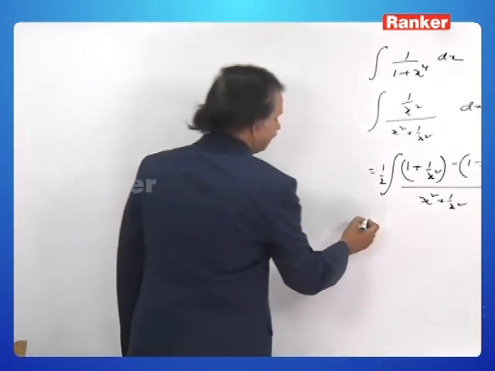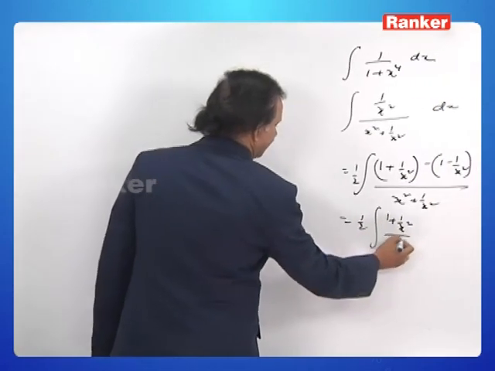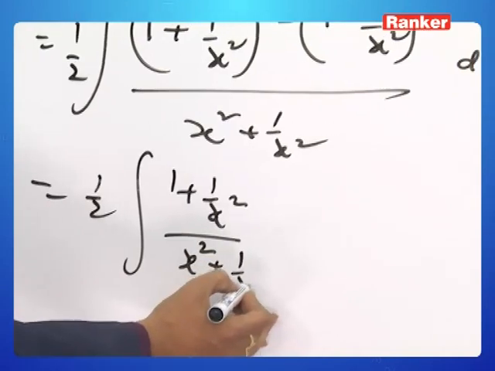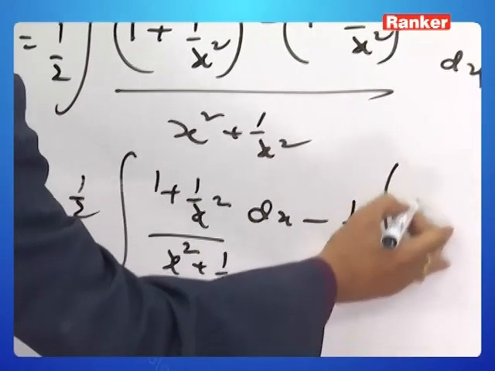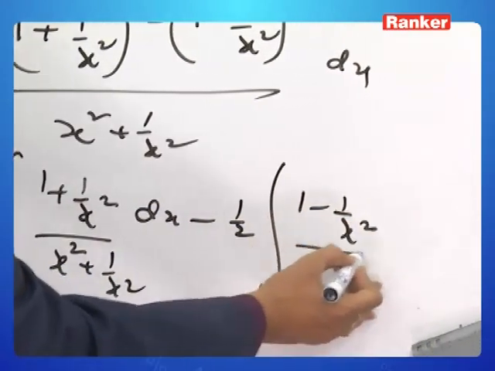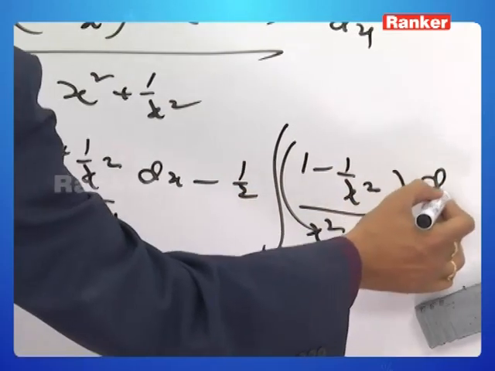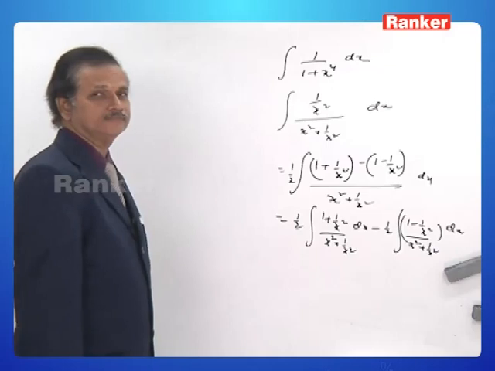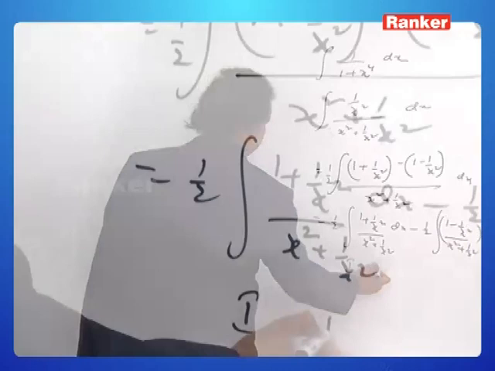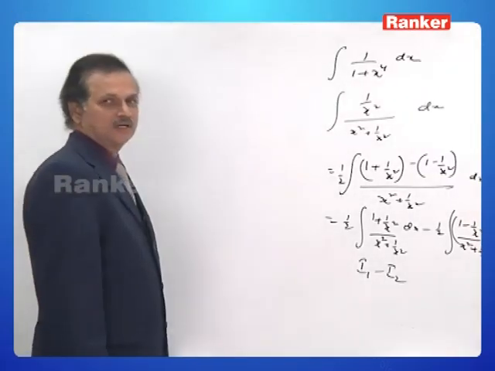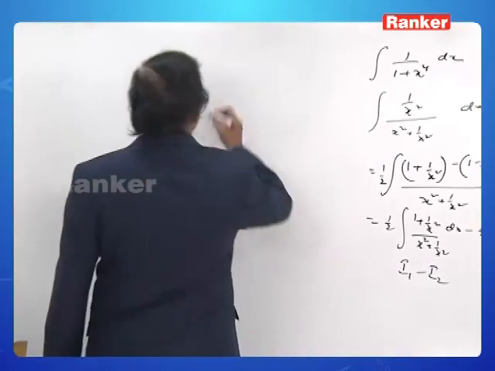This is equal to half into integral of 1 plus 1 by x square plus 1 by x square minus half into integral of 1 minus 1 by x square plus 1 by x square dx. Well, two integrals appear before us. Let us now consider both of them individually and separately. What is the fate of I1?